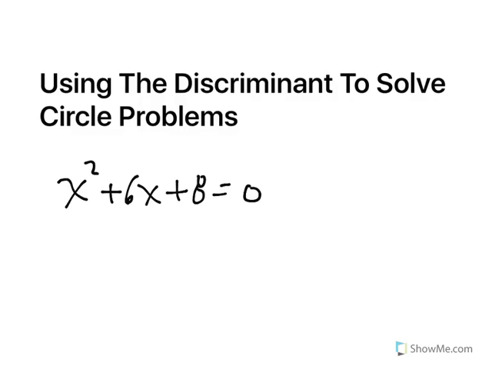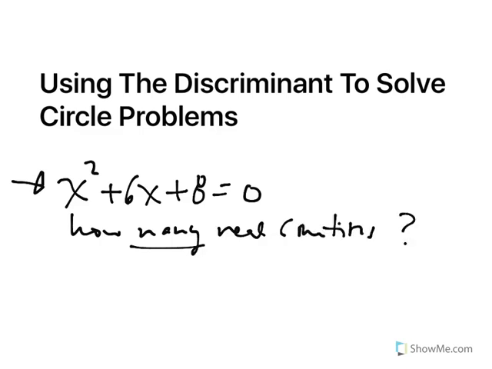In this lesson, I'm going to show you how to use the discriminant to solve certain problems involving circles and lines. As a reminder, the discriminant is used when you have a quadratic equation like this one. Sometimes you want to know what the answers are, and you factor or use the quadratic formula or something like that. And sometimes they just want to know how many real solutions there are.